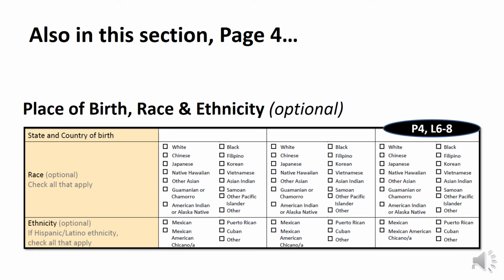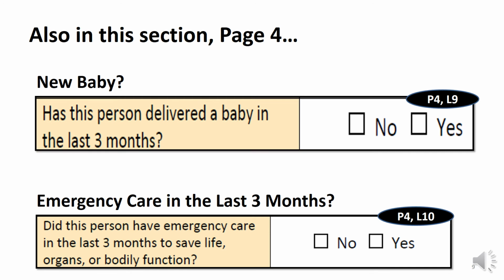Also on page 4, the application asks for a place of birth, race, and ethnicity. Race and ethnicity answers are optional. Also in this section, page 4, the application asks if the person has delivered a baby in the last 3 months, and did this person have emergency care in the last 3 months to save life, organs, or bodily function.